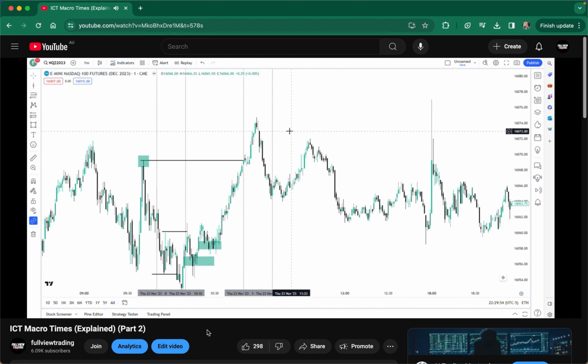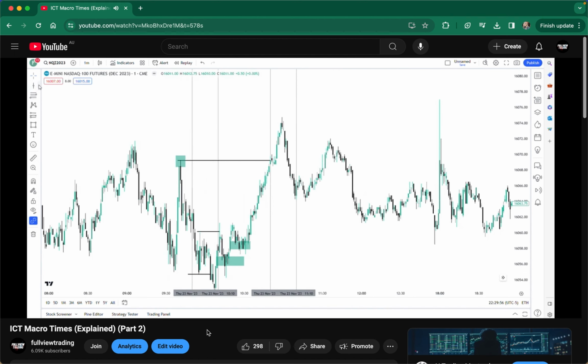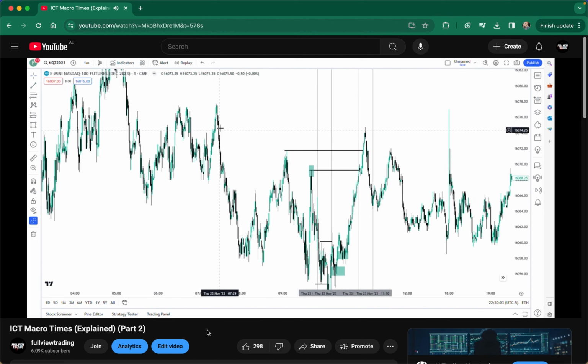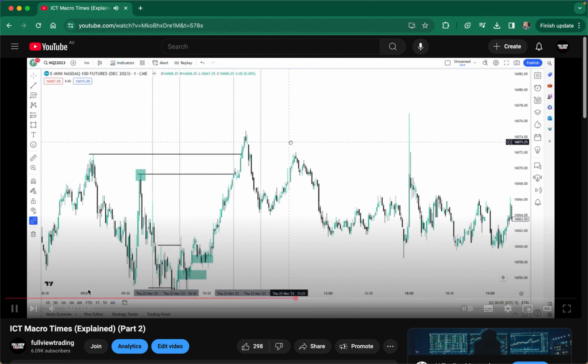Now, in this macro, what do we do? Do we raid liquidity? Yeah, we do. So we take out this swing high, which is good. We also tap into this fair value gap here, which is cool.